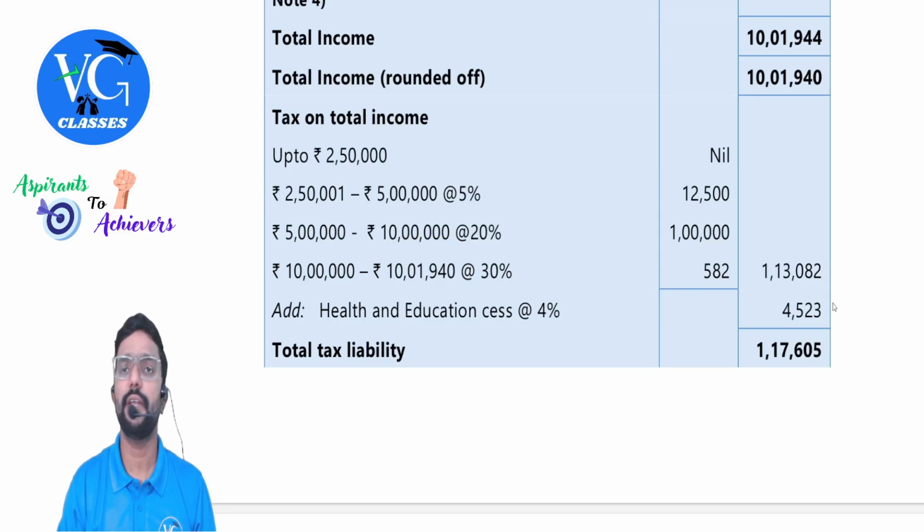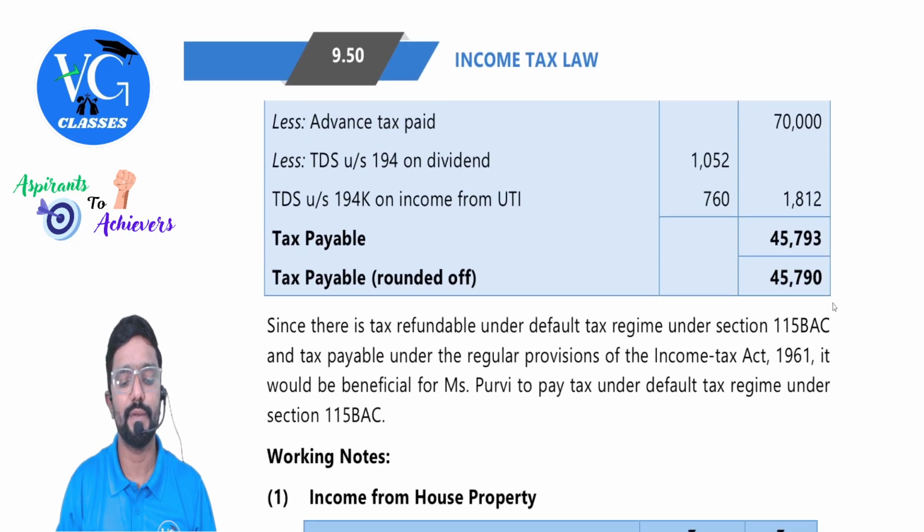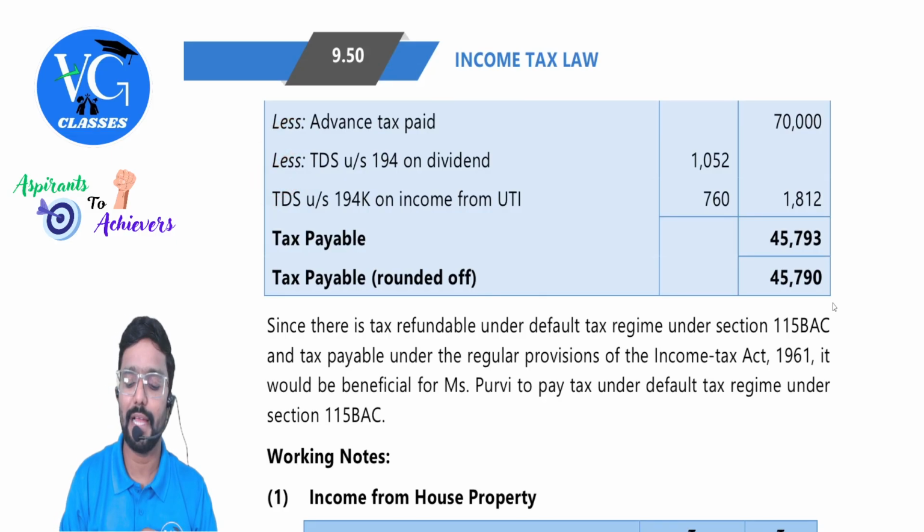Is she eligible for a rebate? No. Total income is more than 5 lakh. Is surcharge applicable? No. Total income is less than 50 lakh. So straight away health and education cess. So final tax liability is 1,17,605. You also reduce advance tax and TDS. Both you reduce. So what is the final tax payable now?